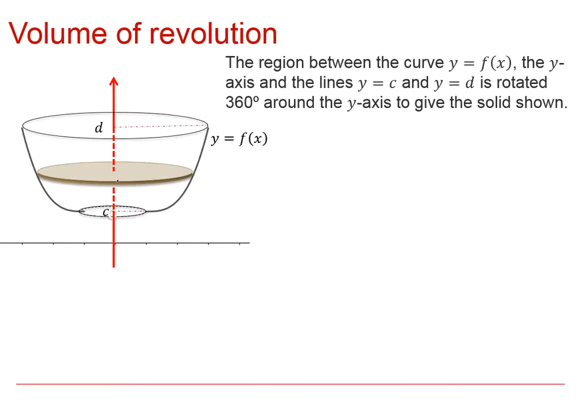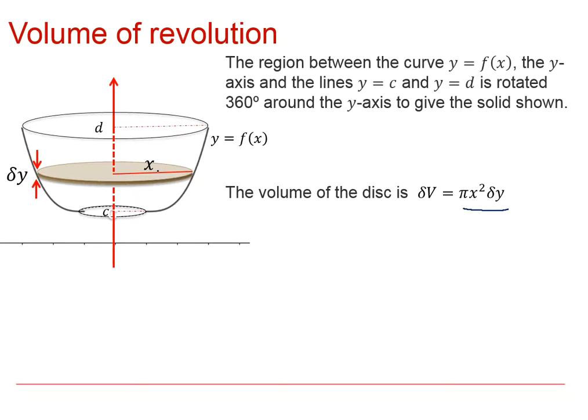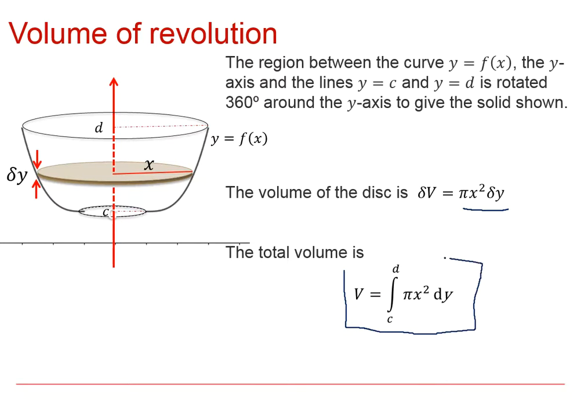Again, what we're going to do is take cylinders with an ever decreasing height and sum them together, and that's how we find the volume of revolution. So delta y, the small value of y there. The volume of that disk is pi x squared delta y, because x here is the radius of that cylinder. So the total volume is given by the integral between c and d of pi x squared dy.